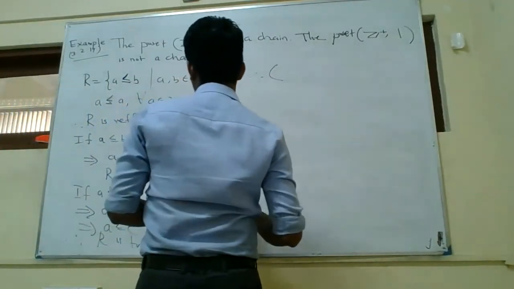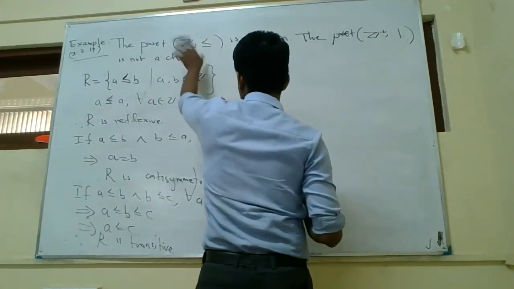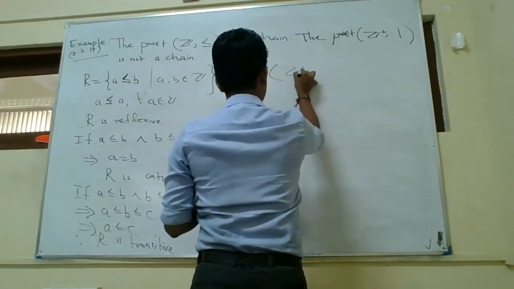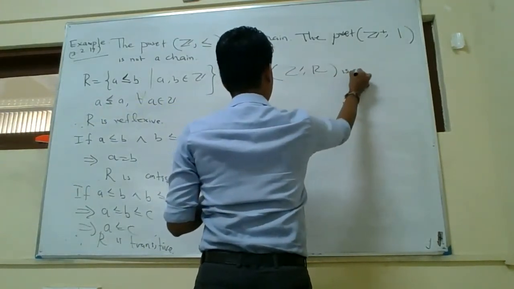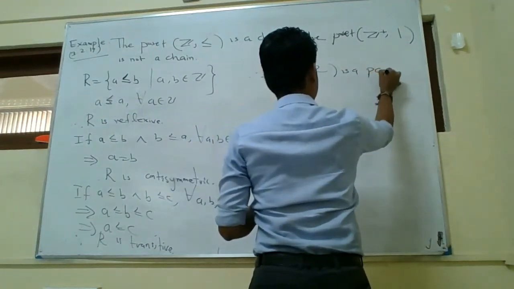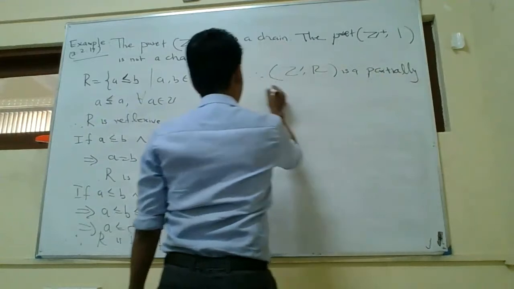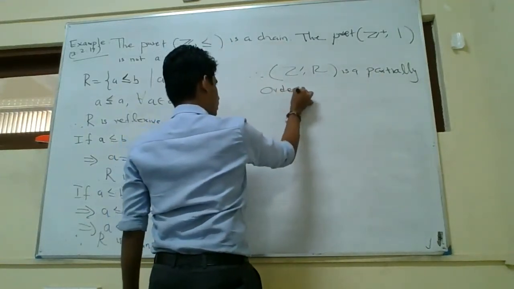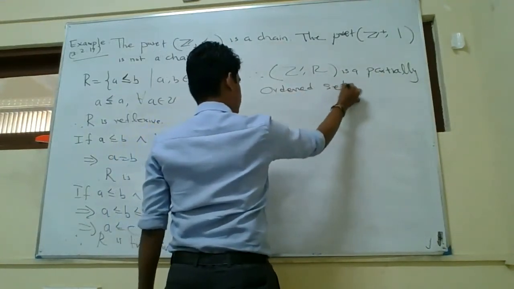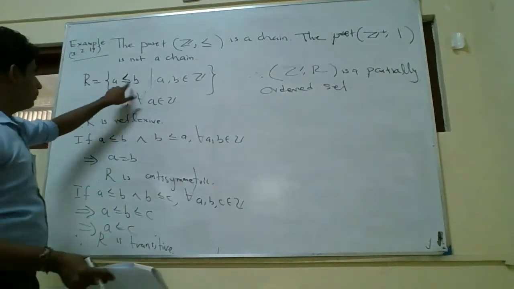Right. R is a partially ordered set. That means you can write (set, R) is a partially ordered set. It's okay, this notation is a partially ordered set. In this relation, both elements are comparable.